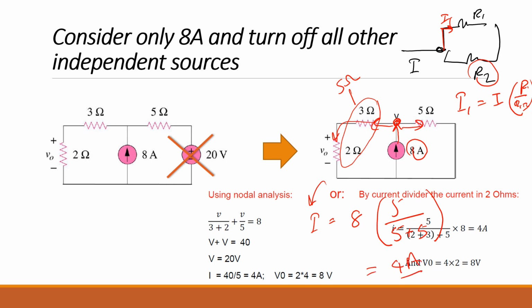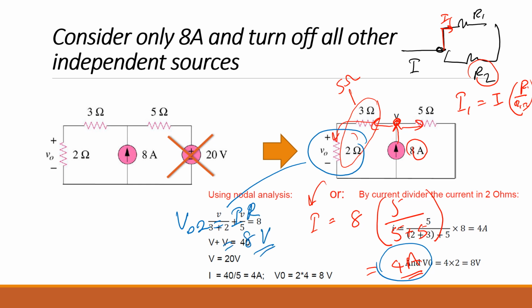Agree? So if the current is 4 amps, what should be the voltage here? V naught 2. Current times the resistance. So what is the current? What was the current on the left hand side? 4. So 4 times 2, which is 8. 8 volts. Am I right?